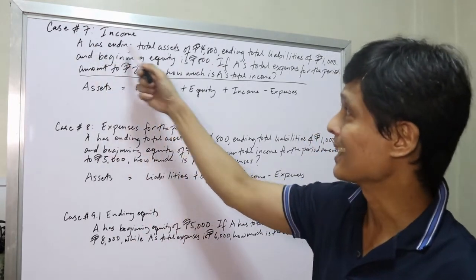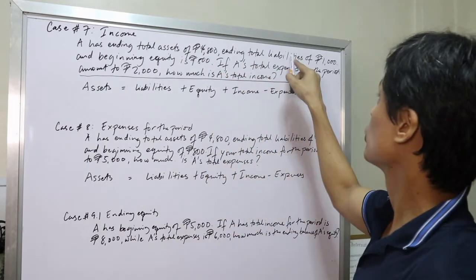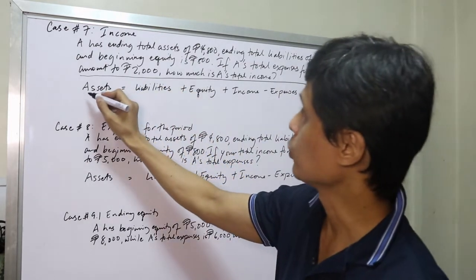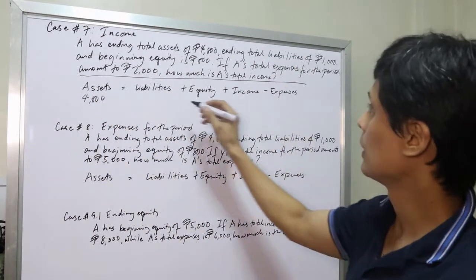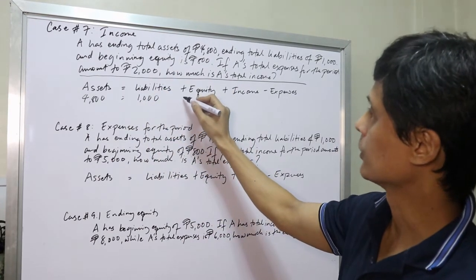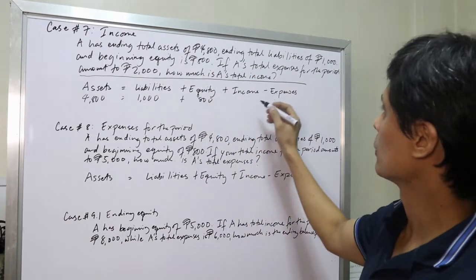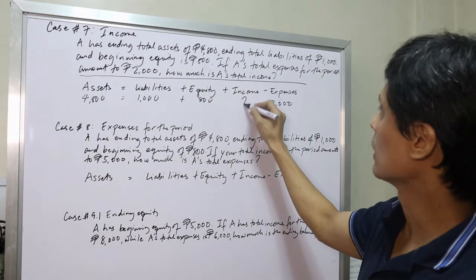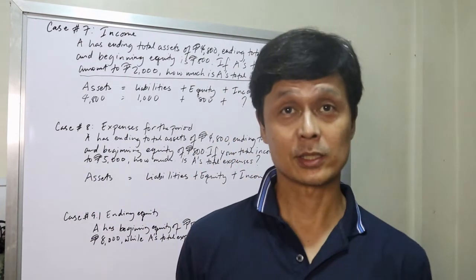So let's read. A has ending total assets of 4,800. Take note of those given. Ending total liabilities of 1,000. Isulat na natin. So dito yung asset raw is 4,800. Ending total liabilities of 1,000. And beginning equity is 800. So plus 800. If A's total expenses for the period amounts to 2,000, how much is A's total income? So ito yung missing, yung income.